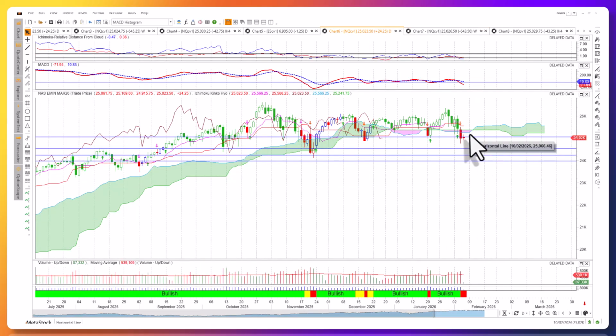So keep an eye very closely to see if we're going to get a rebound or support come back in here, 25,000, in the market this week. But it's critical for the Nasdaq to get back above the top end of the cloud here to be back in bullish territory on the daily.